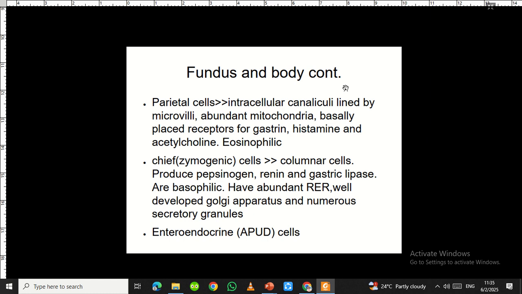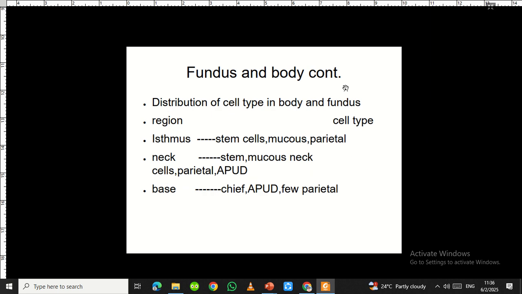And then we have these zymogenic cells, which are chief cells. These are the ones that produce the enzyme pepsinogen, right? They are columnar cells. These are basophilic due to abundant rough endoplasmic reticulum, right? And a well-developed Golgi apparatus and numerous secretory granules. So you're going to see that these cells are very distinct when it comes to the gastric glands. The parietal cells are eosinophilic, and the chief cells or zymogenic cells are going to be basophilic.